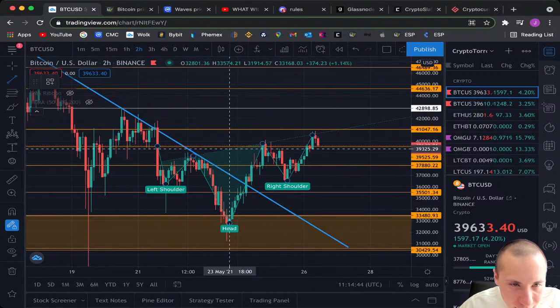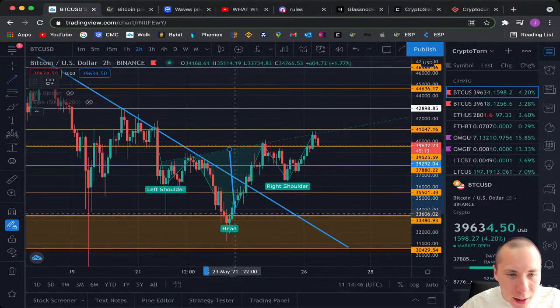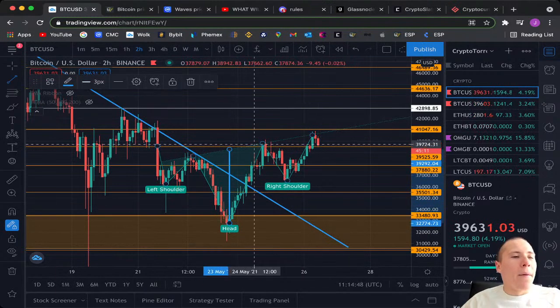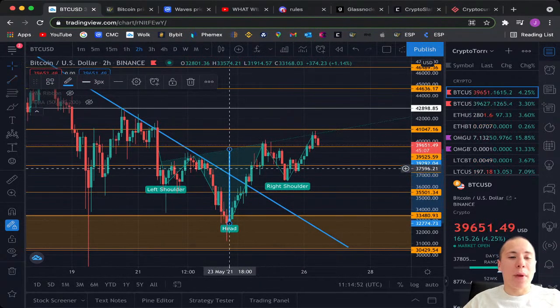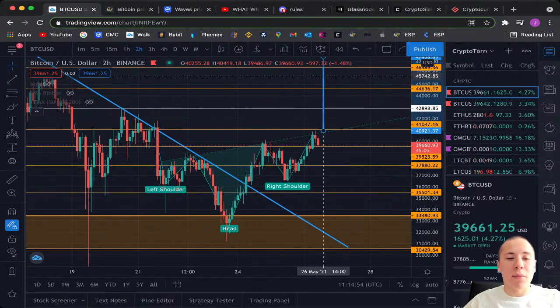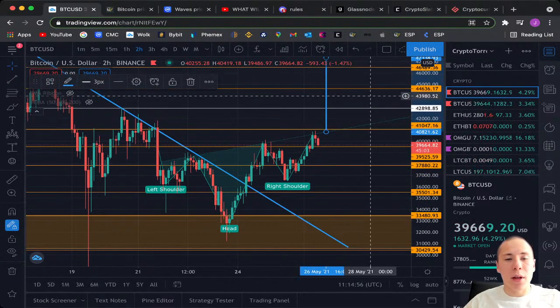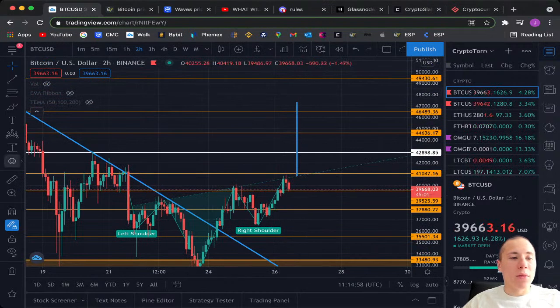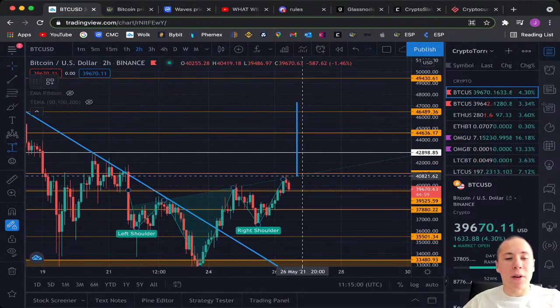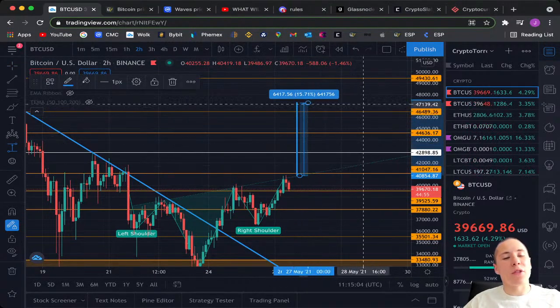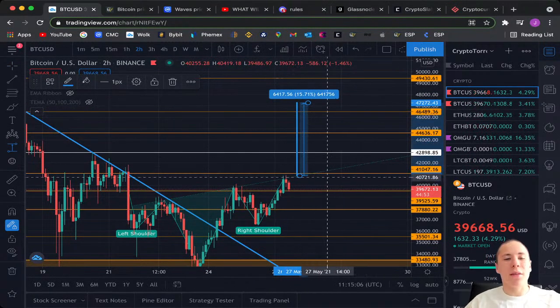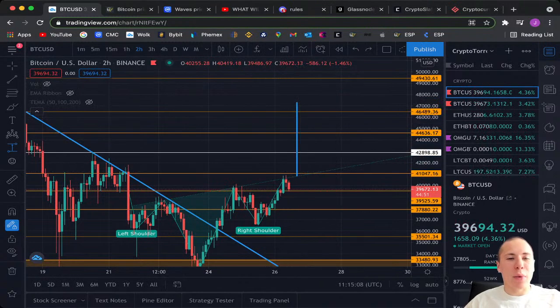So let's select the beginning of the neckline all the way to the lowest point of the inverse head and shoulders pattern, and if Bitcoin breaks out approximately here, we will be seeing this huge move towards the upside getting created of approximately, let's take a quick look, almost 16%.